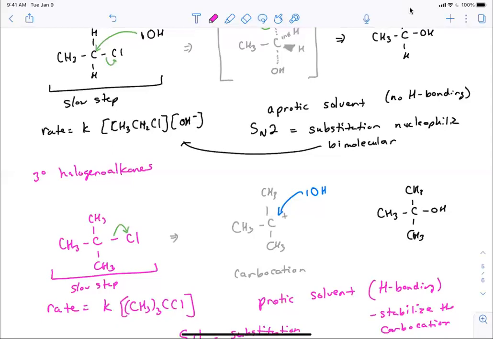I really hope this mechanism is on a test. I know y'all might not, but I feel like we've done it so many times that hopefully it's second nature by the time the test comes around on Friday. And all these arrows are important, and those intermediates are important as well.